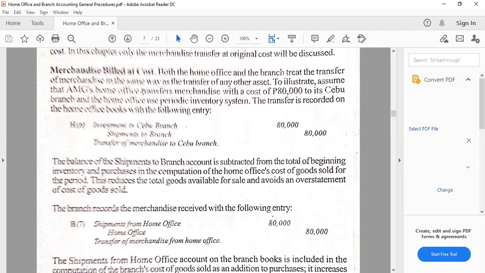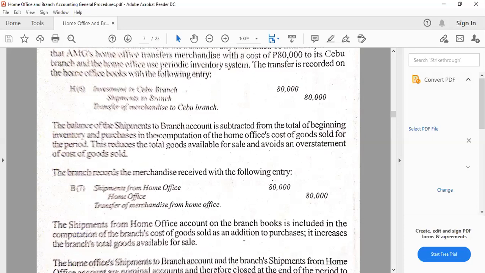Then this is shipment from the home office to the branch. So we debit the investment in Cebu branch account and we credit shipments to branch. So this shipments to branch again is a deduction in order for us to get the cost of goods sold. Then on the part of the branch, because the branch received the goods, it will debit shipments from home office and credit home office account 80,000.